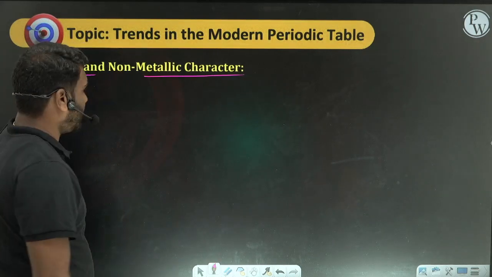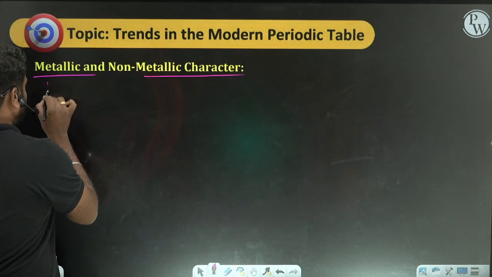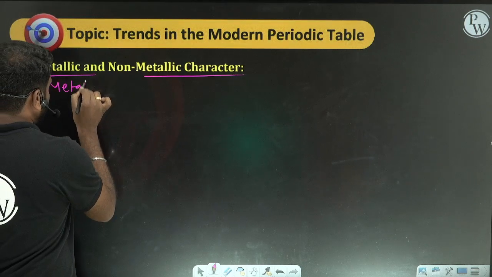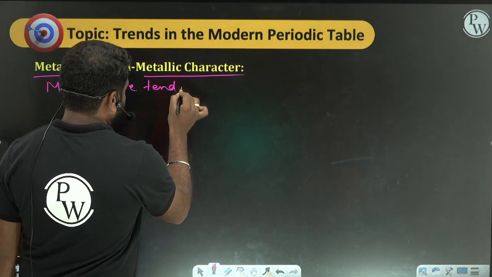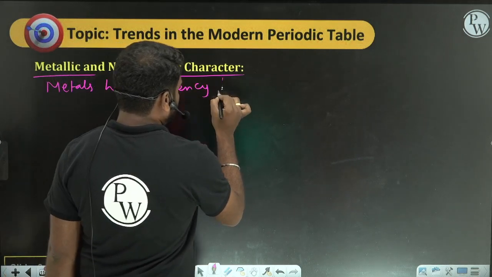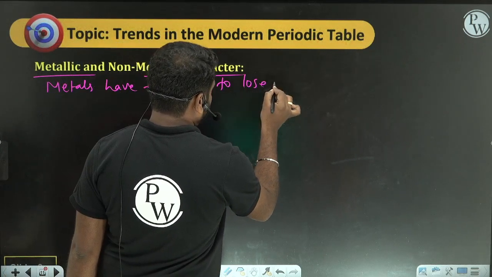So now the next topic is metallic and non-metallic character. So here generally, metals have a tendency to lose electrons.